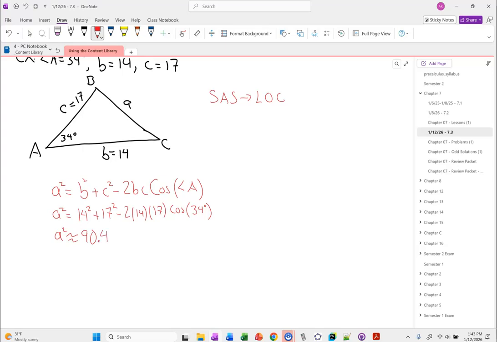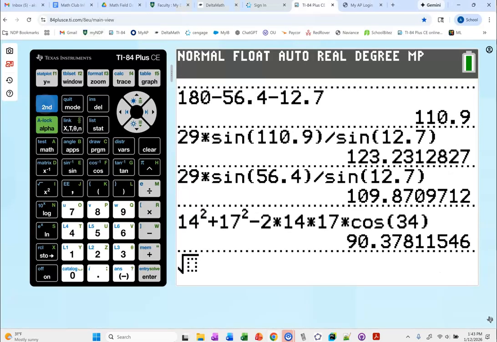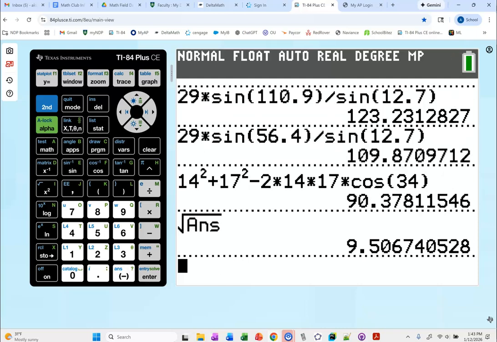Now, what have I found here? A squared. What am I looking for, though? A. What do I need to do? Square root my answer. I got about 9.51. Are you okay with what I did there?